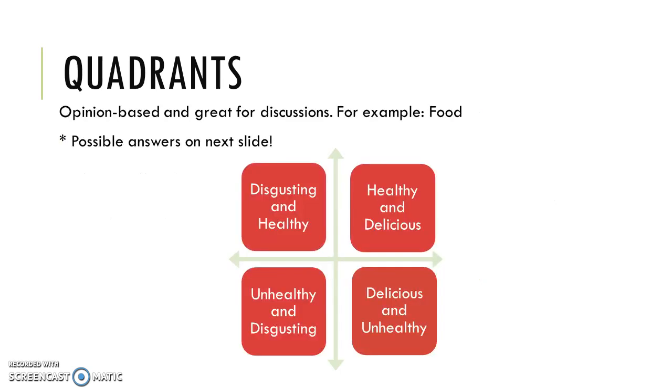Okay. Another activity you can do with quadrants is very opinion-based and great for discussions. For example, today we can talk about food. Starting from the top right-hand corner, think of types of food that are healthy and delicious, moving clockwise, delicious and unhealthy, unhealthy and disgusting, or disgusting and healthy.